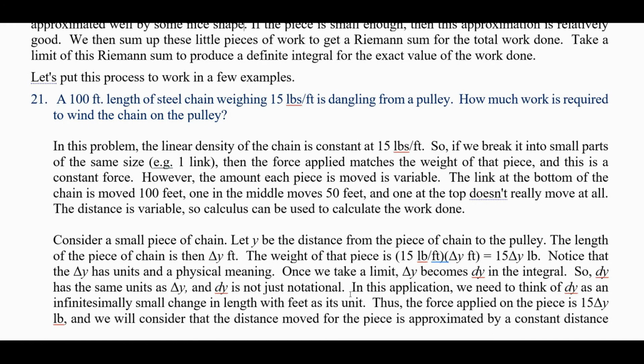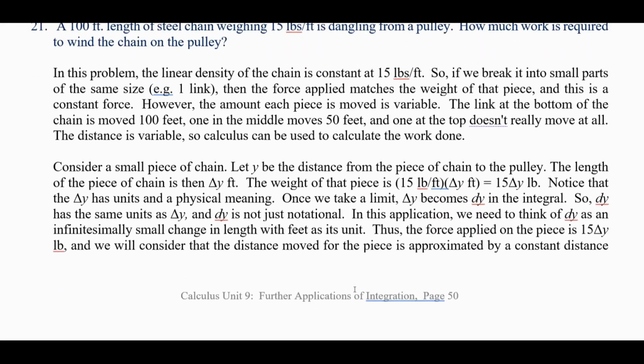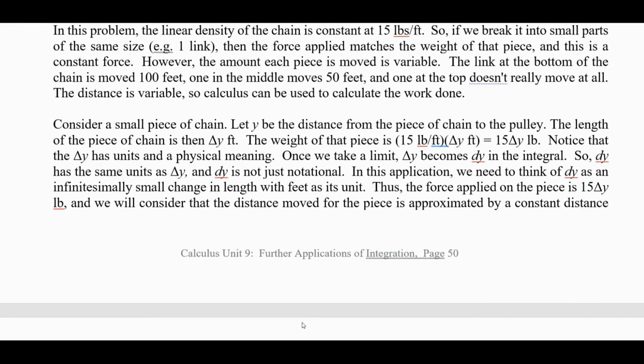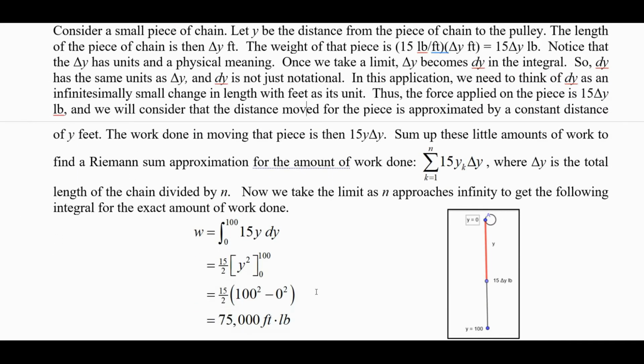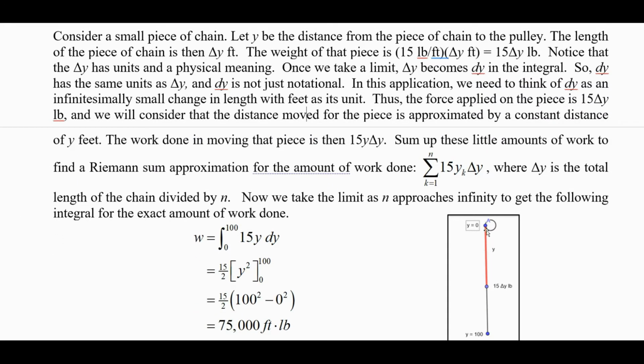So let's consider a small piece of chain. Let y be the distance from the piece of chain to the pulley. The length of the piece of chain is then delta y feet. So here's our picture. The pulley's up here, the chain's right here, starting 100 feet above the ground, or above the bottom of this. The ground's down below that somewhere. It's just kind of hanging there.